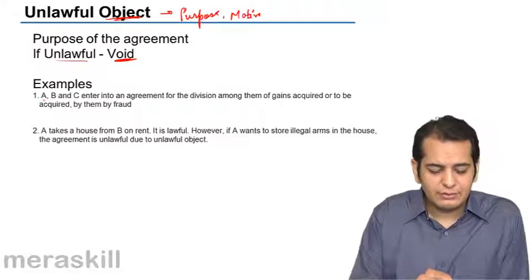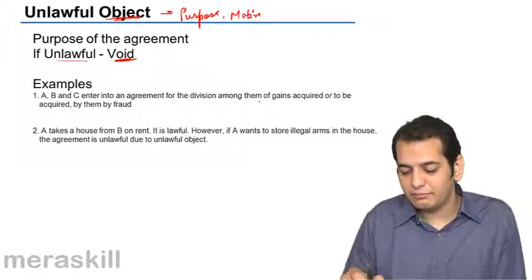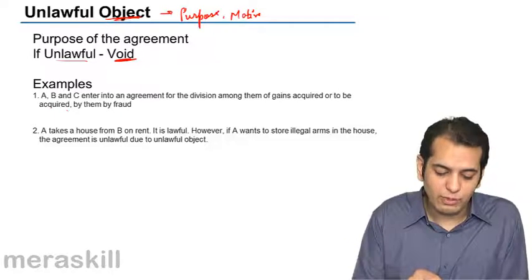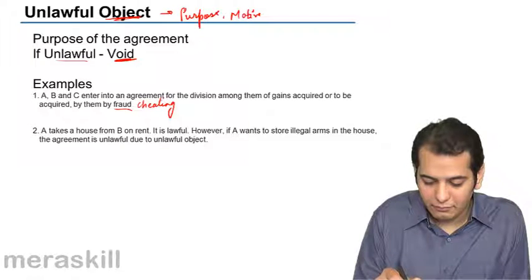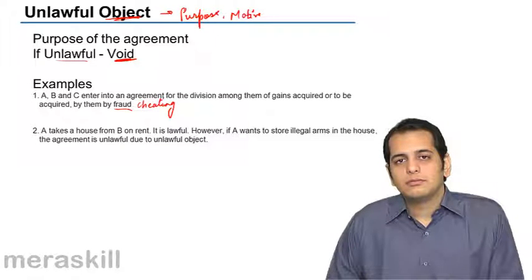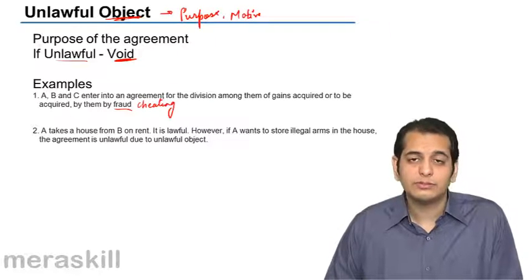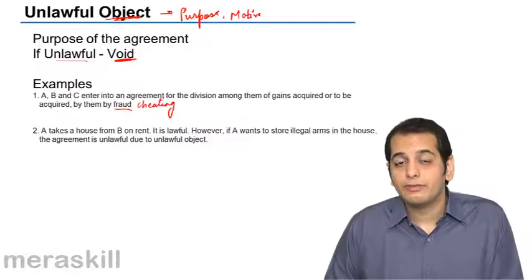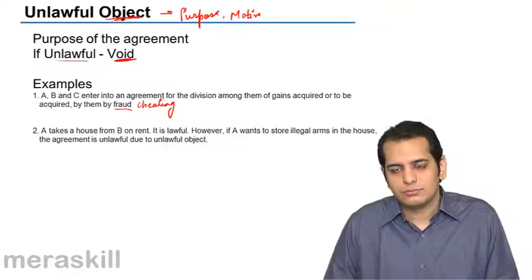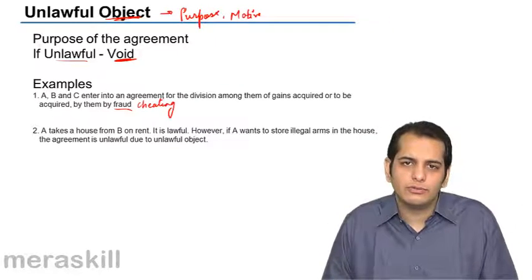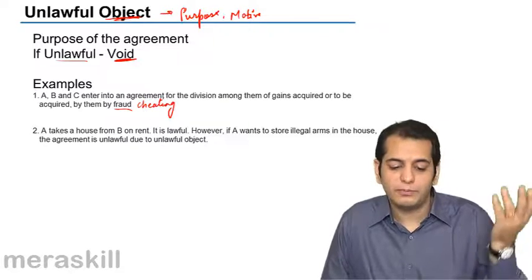Now, in this case, A, B, and C enter into an agreement for division amongst them of the gains acquired or to be acquired by them by fraud. Now, fraud means cheating. Whatever profits or gains they make, they will share them. But such profits or gains are to be acquired by defrauding someone. Now, this is an act which is unlawful. The purpose of the contract is unlawful. They are entering into a contract to do something which is unlawful.